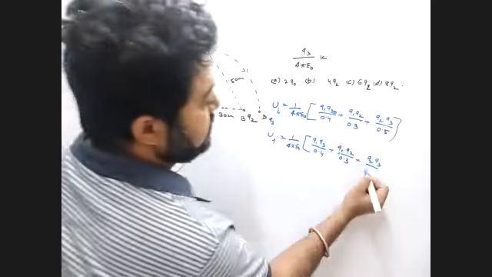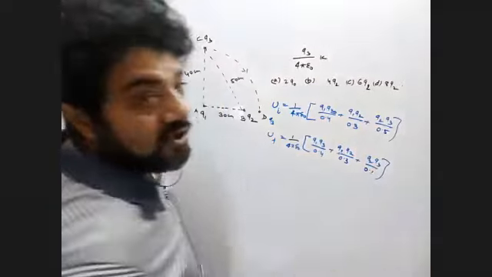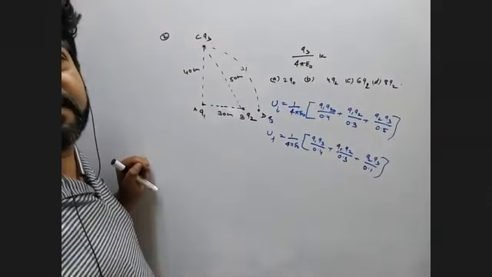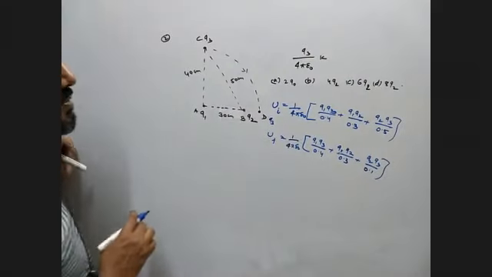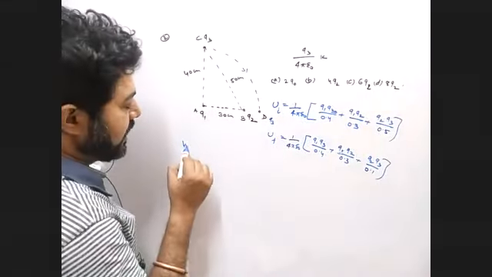0.1. 0.1. Who is this? Who said 0.1 just now? Sir, Ushnik. Ushnik, very good. 0.1.